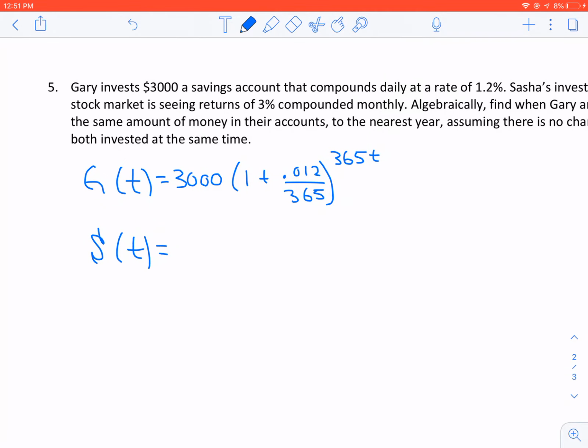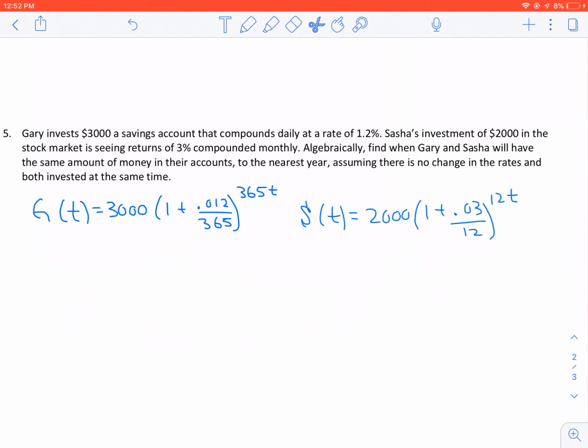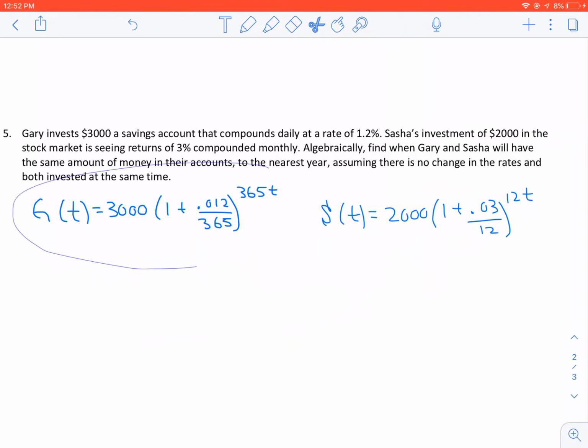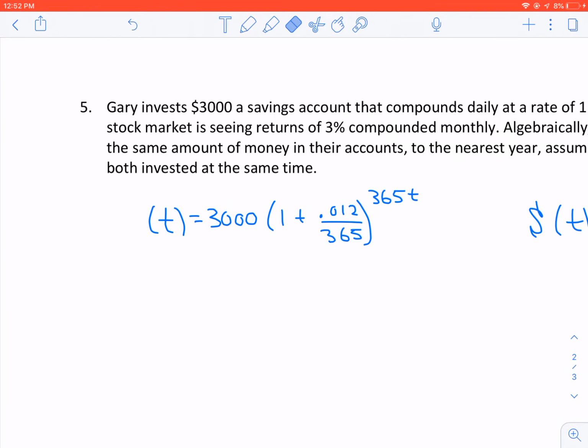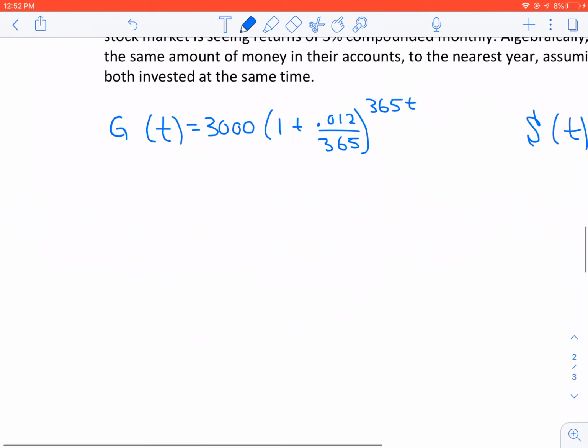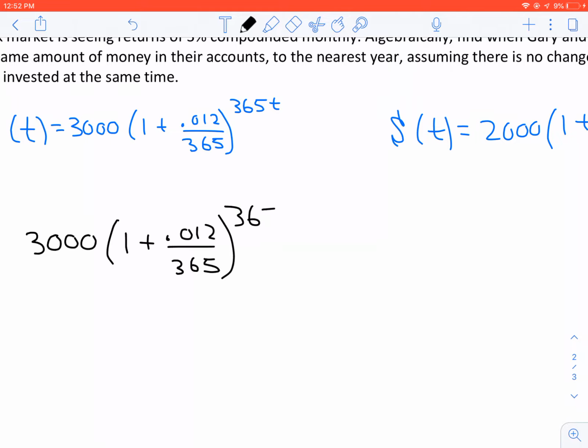Alright, and Sasha, how much did she invest? She invested $2,000 at an interest rate of 3% being compounded monthly. So there's her equation. If you want to know when they are going to have the same amount of money in their investment accounts, we want to set those two equations equal to each other. I'm just going to change the t's into x's so it's a little easier to see and write, because those t's end up looking like plus signs. So we are trying to solve this equation.